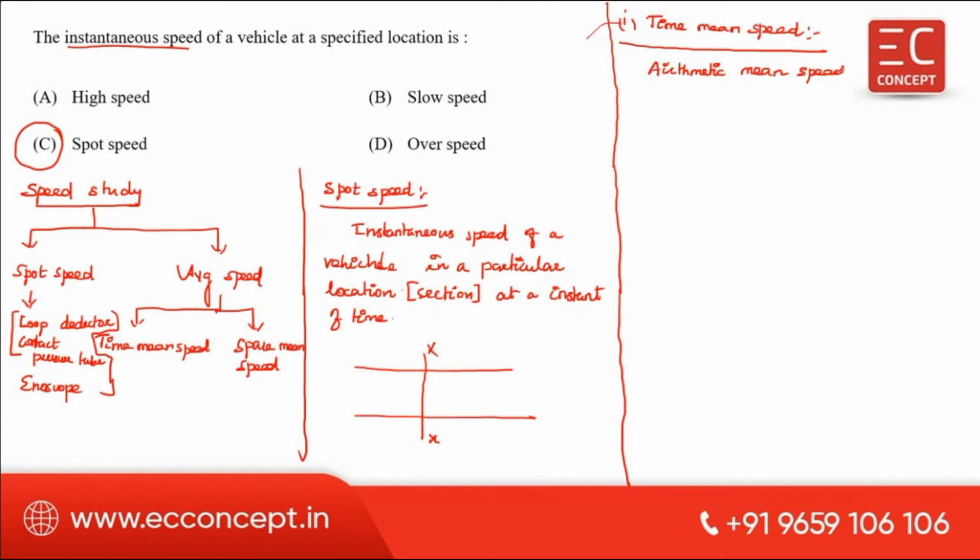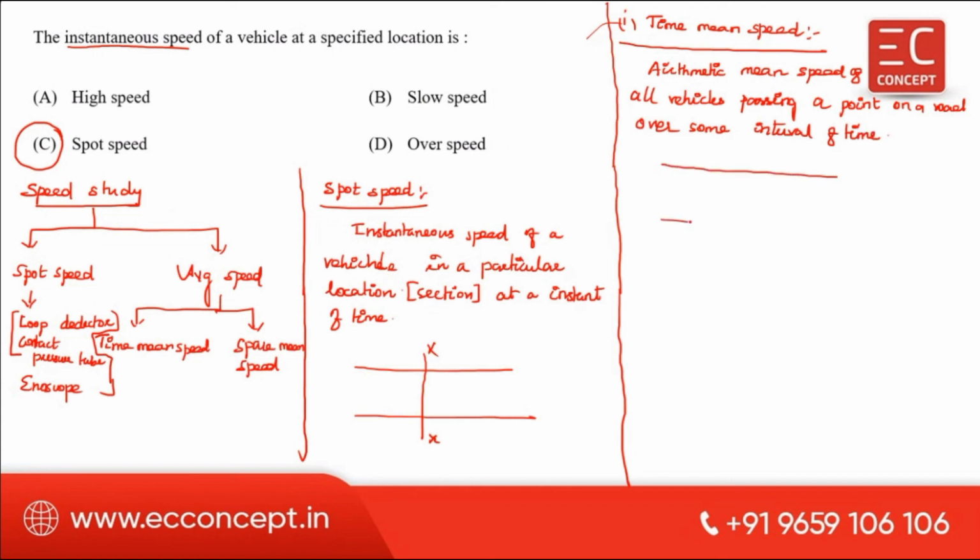speed of all vehicles passing a point on a road over some interval of time. Meaning there was a stretch, and in that there was a point, this is the point XX, where n number of vehicles are passing.